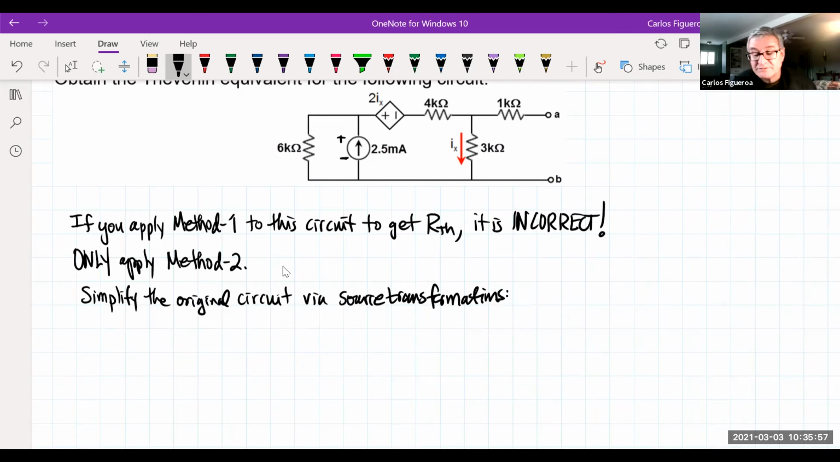Remember, I'm skipping steps here. So here I go. My voltage source is going to be what? Look at that, 6 times 2.5. That's got to be 15. Look at the polarity of this: it has to be in the opposite direction. And then this is going to be opposing that dependent source, which is 2ix. And then I'm going to add the 6 and the 4.